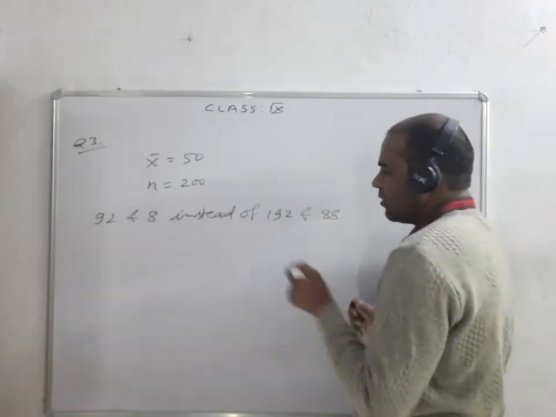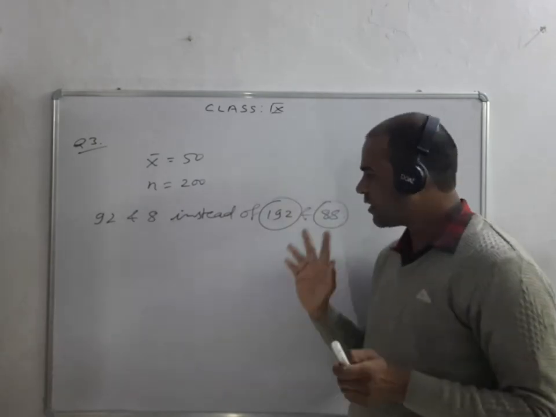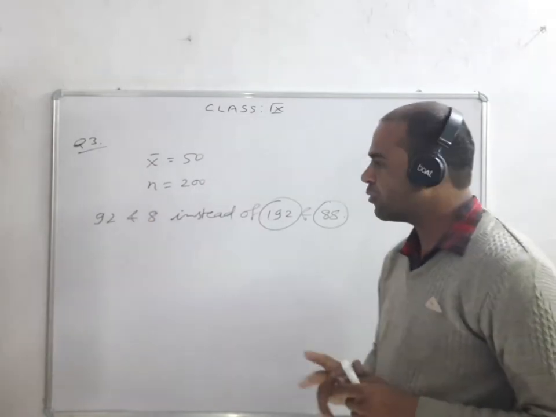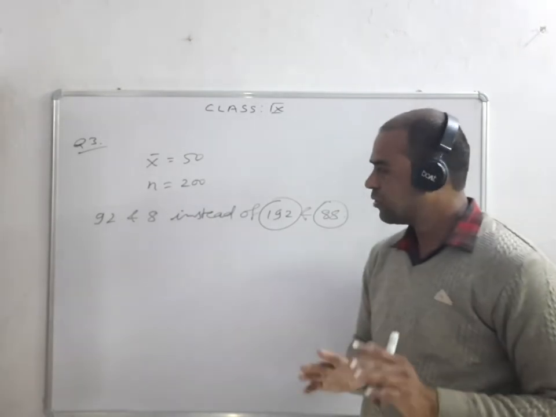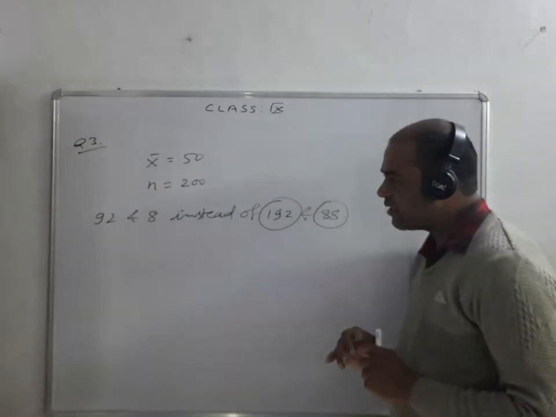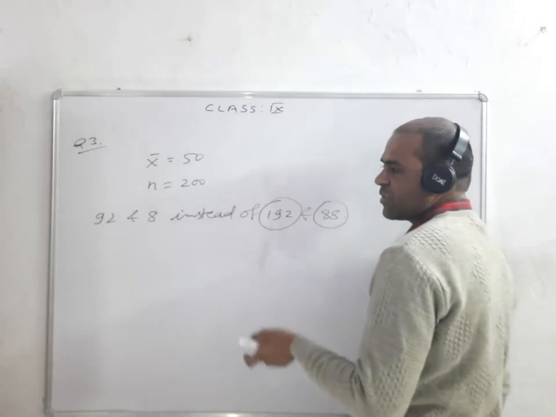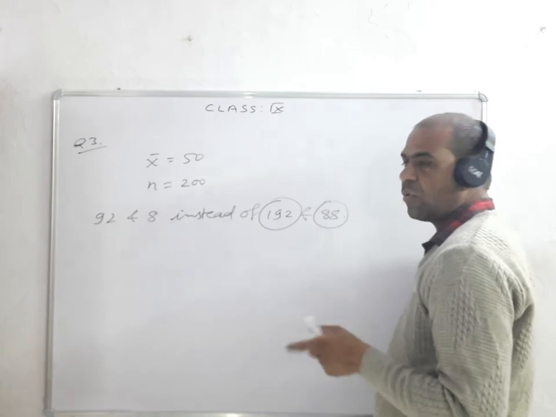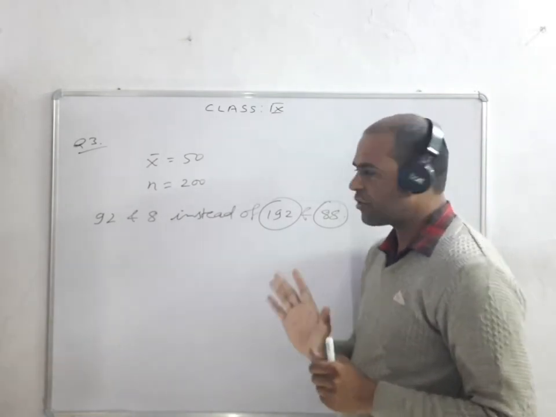88. We should have put 192 and 88, and the two observations were misread as 92 and 8. So find the correct mean. 50 is not the correct mean. The total number of observations is 200, but at the time of calculation these two observations were misread. So subtract the mistake and add the correct values. All this plus and minus is possible in the summation of x.